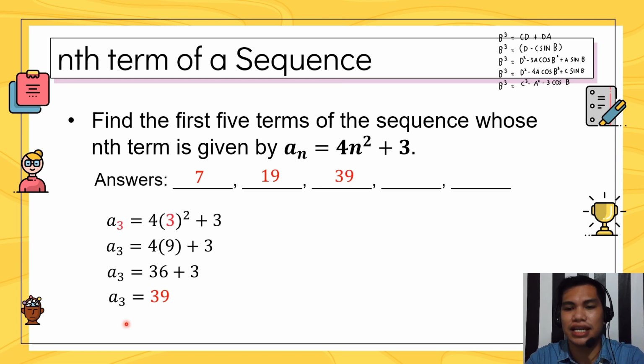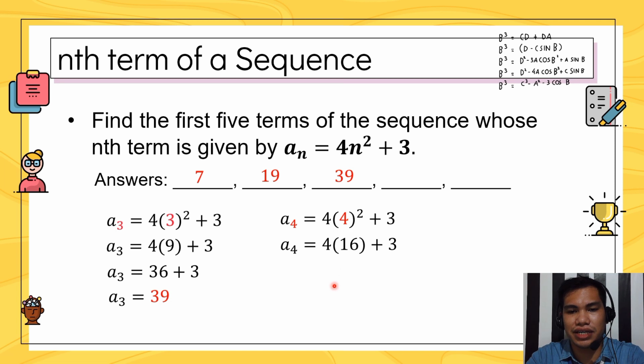Same thing, ilisan lang yapon nato og 4, kay fourth term naman ta. So, a sub 4 is equal to 4 times 4 squared plus 3. Simplify na to na siya. That becomes now 4 times 4 squared is equal to 16. So, that becomes 4 times 16 is equal to 64.